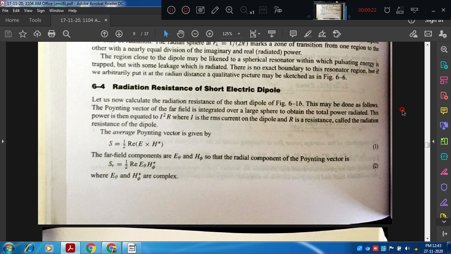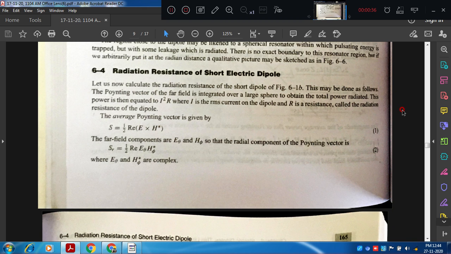The Poynting vector of a far field is integrated over a large sphere to obtain the total power radiated. This power is then equated to I squared R, where I is the RMS current on the dipole and R is the resistance, which is called the radiation resistance of a dipole.